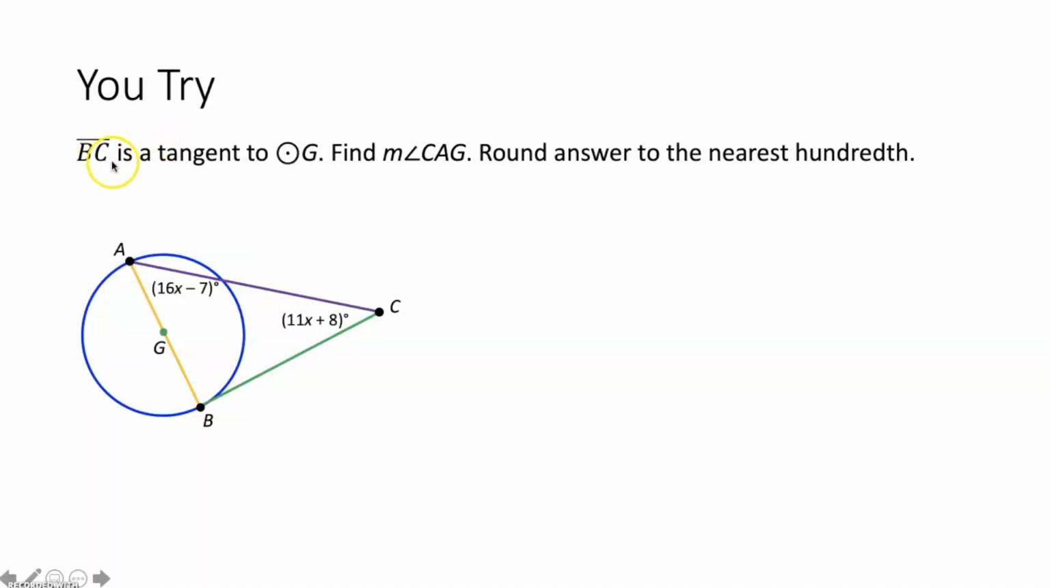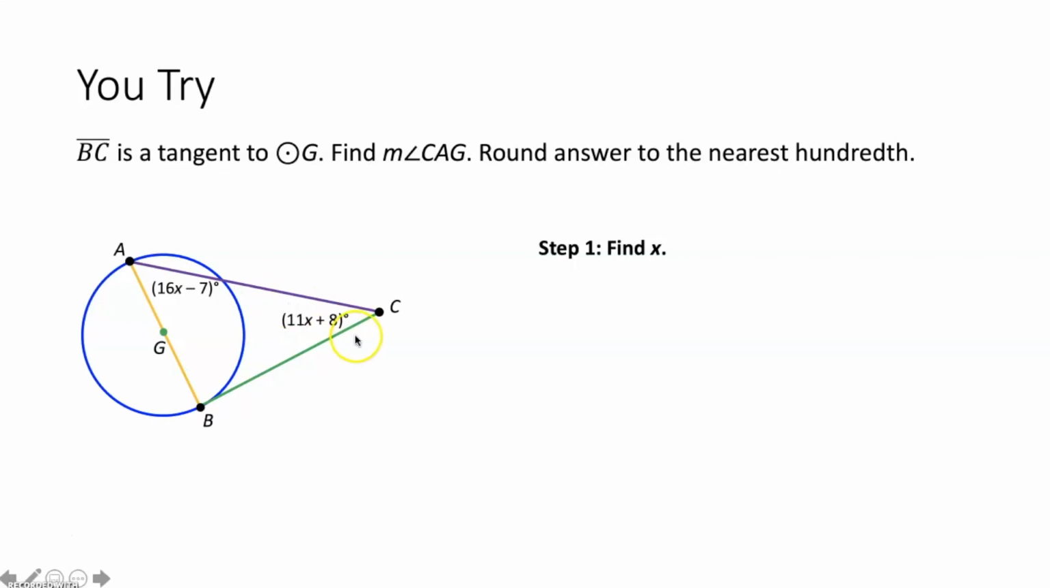Okay, so this time it says segment BC is tangent to circle G. Find the measure of angle CAG. Round answer to the nearest hundredth. So down here, not only do we have circle G, but we also have this triangle ABC. Now within this triangle right here, we're trying to find the measure of angle CAG, which would be this angle right here. So in order to find that angle measure, we clearly need to find x.